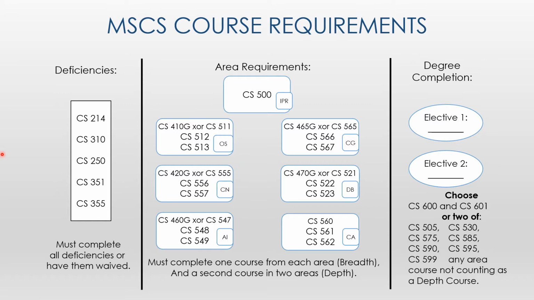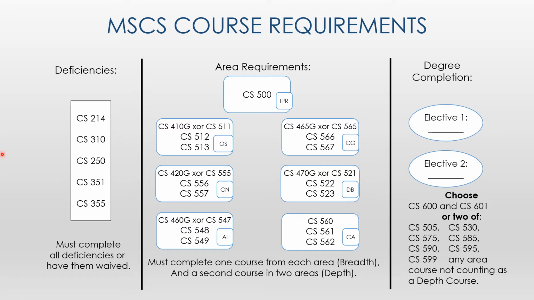CS 214 is Introduction to Programming in Java. That's the base freshman programming course. It's in an object-oriented language. Some of you may have had one in C. That's not equivalent. We do require some object orientation. CS 310 is Computer Organization.